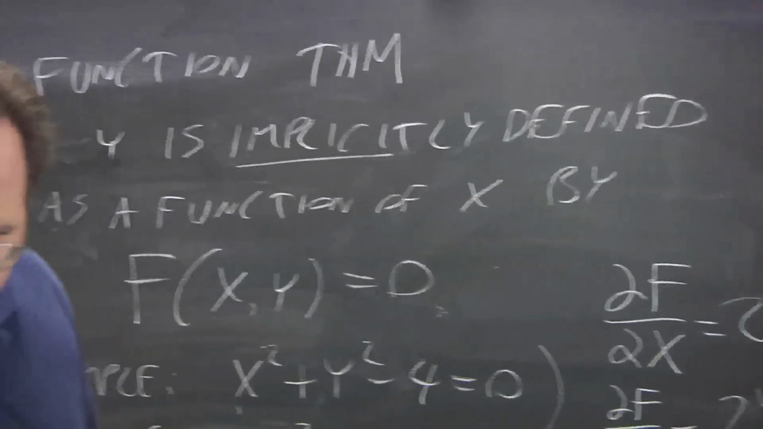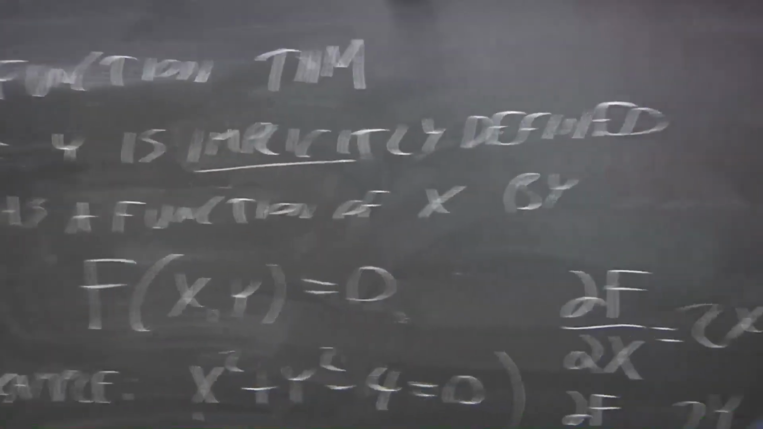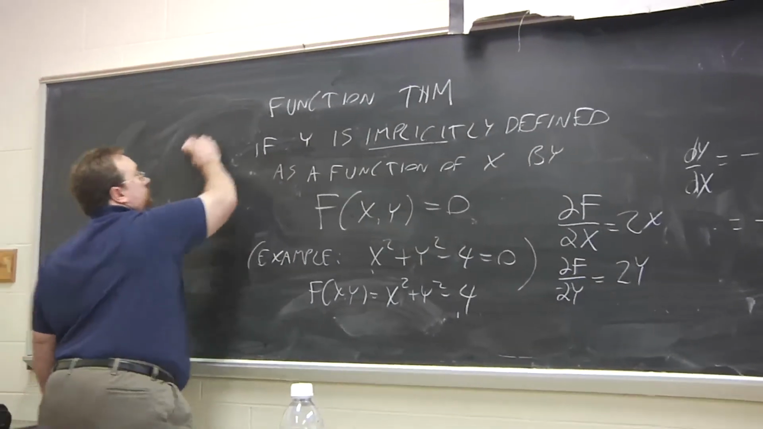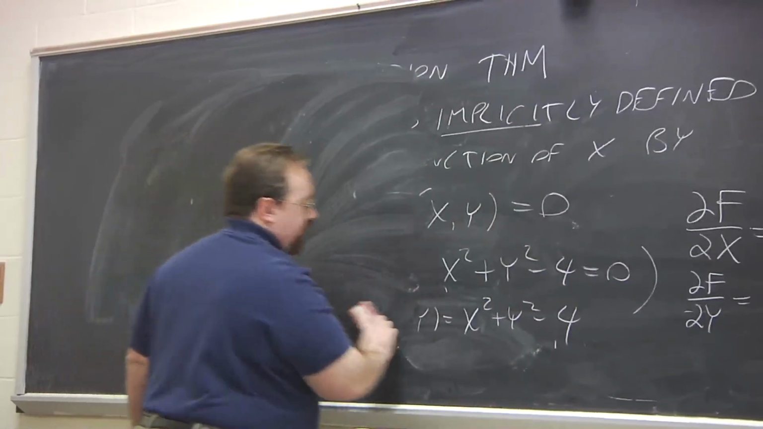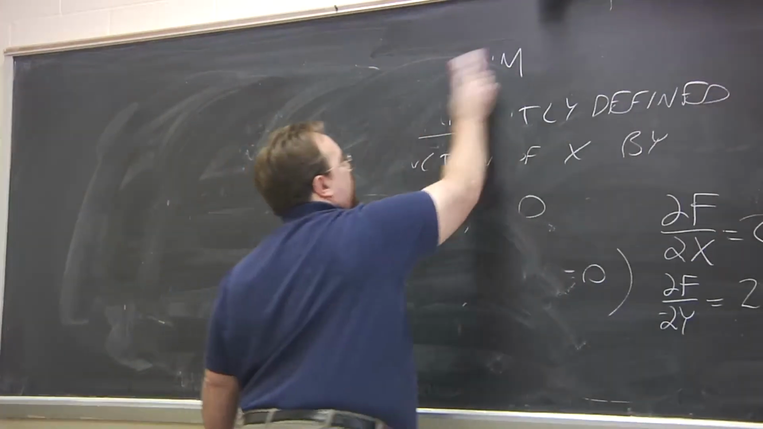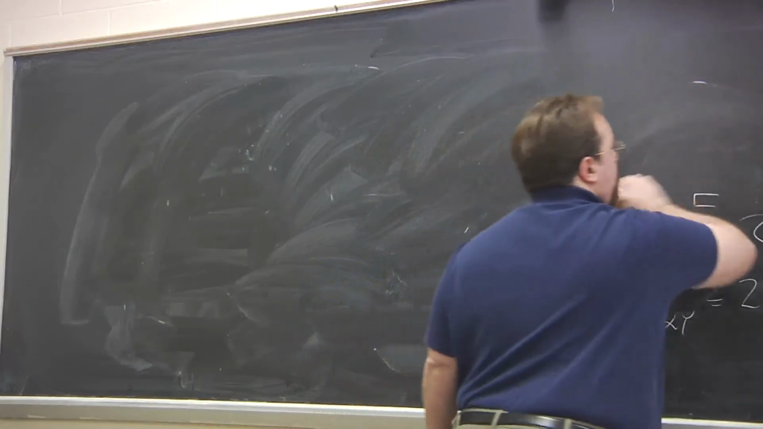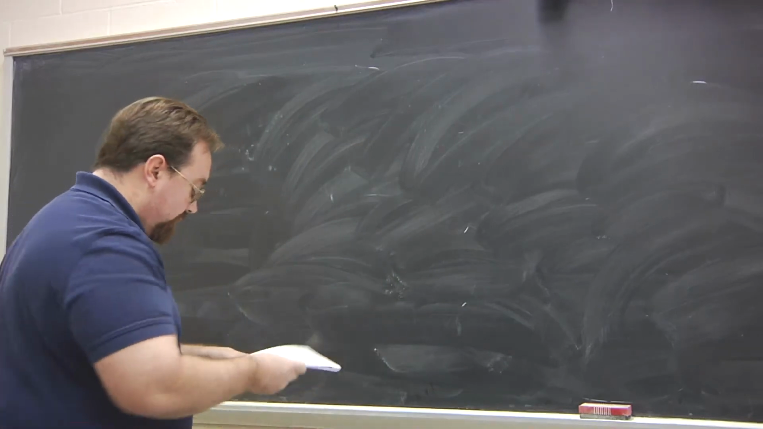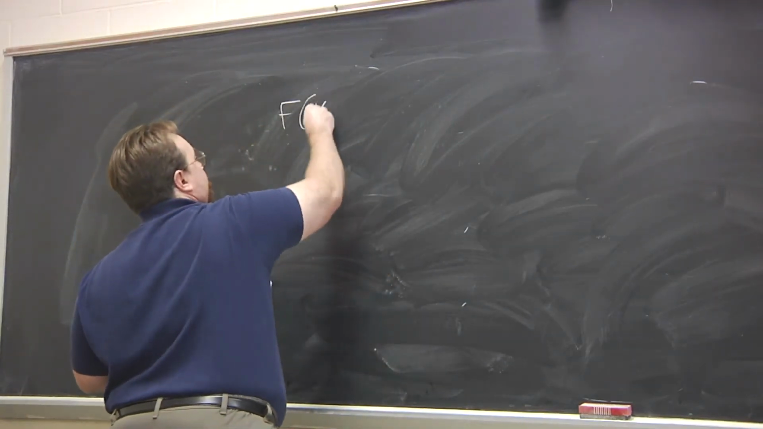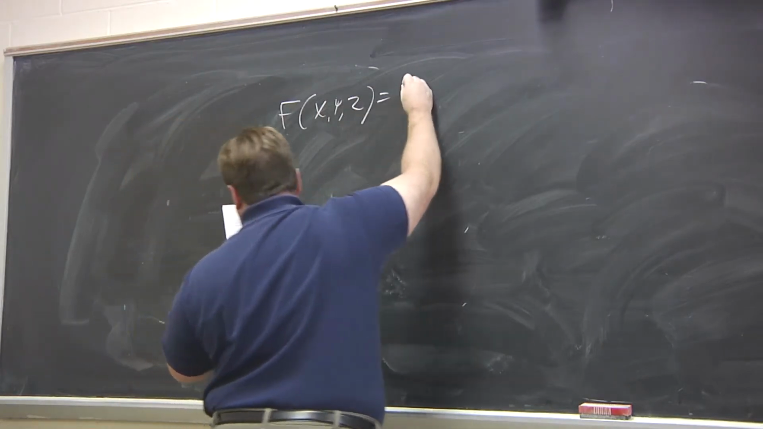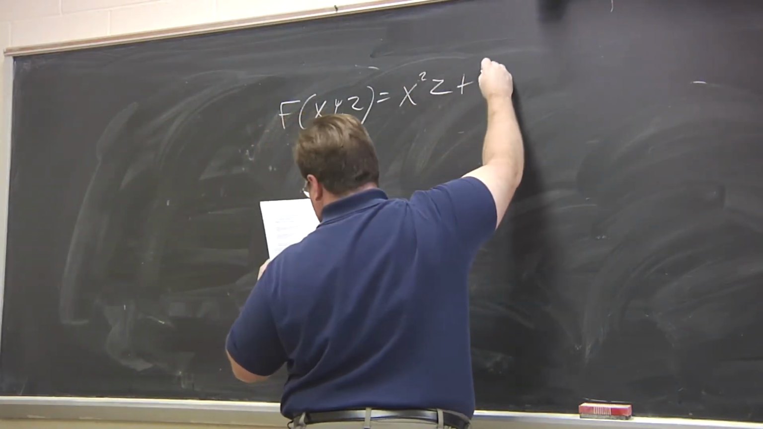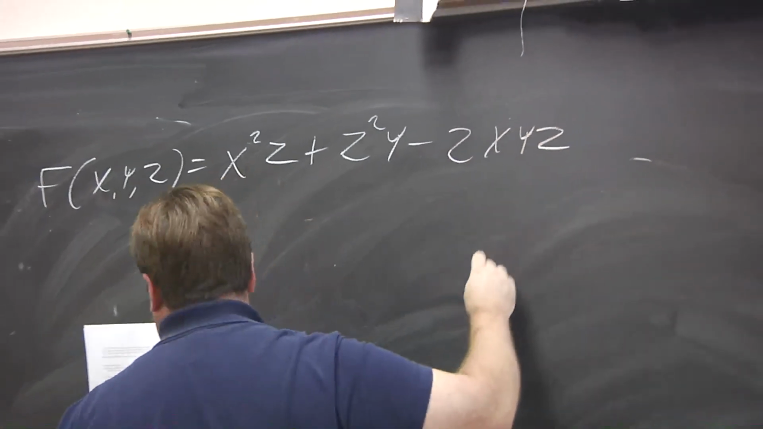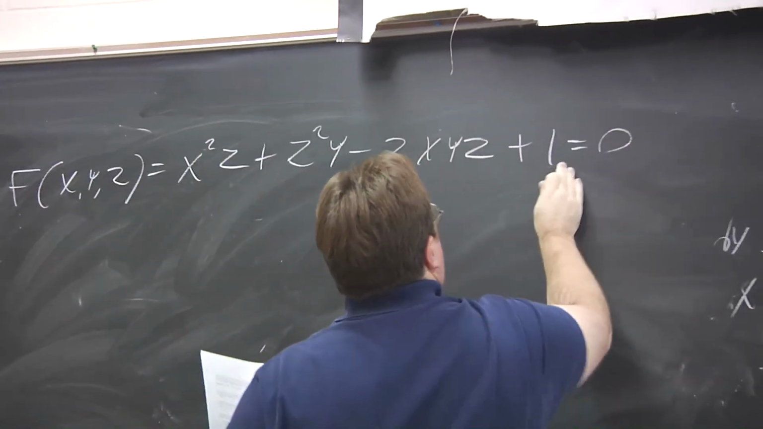So, now, the implicit function theorem, I've only stated it for this one case, function of two variables. But what if you have z being a function of x and y, defined by an equation? What happens in that case? For example, define this function f of x, y, z is x squared z plus z squared y minus 2xyz plus 1 is equal to 0.